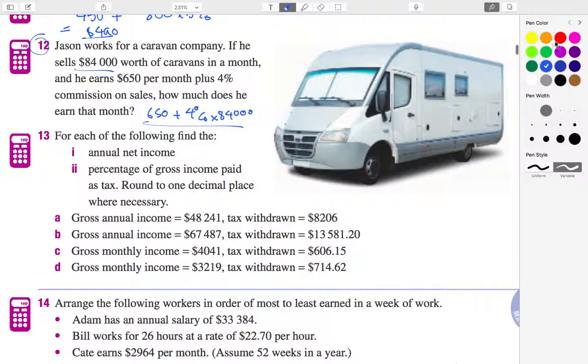So just don't forget you're adding, all right? So add the commission and so on, okay? Don't forget that.